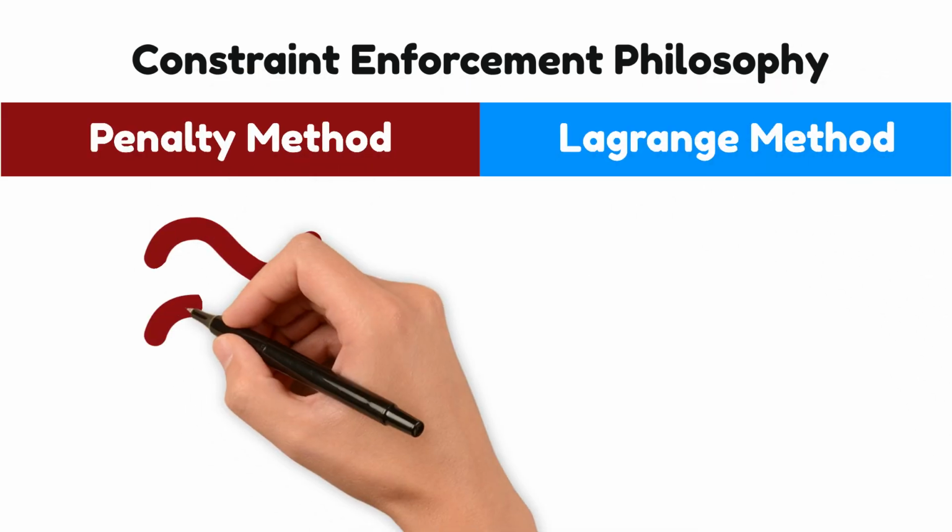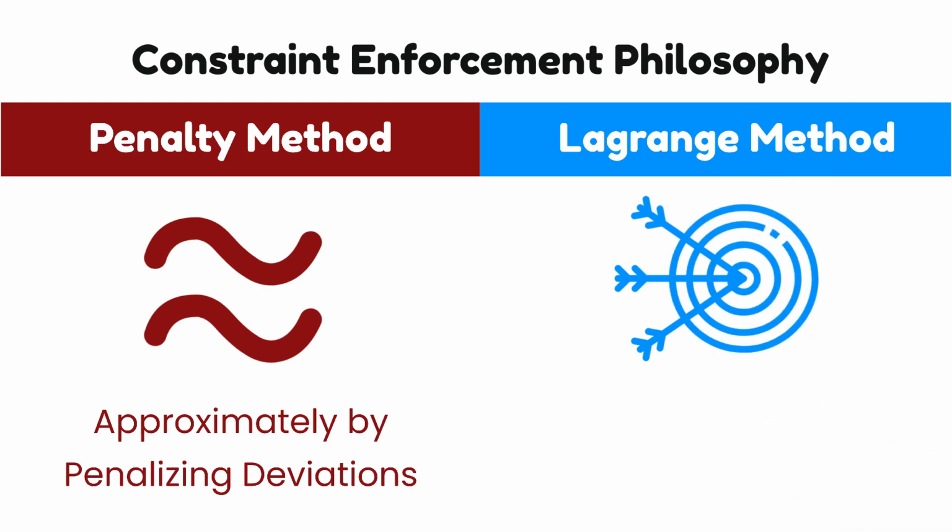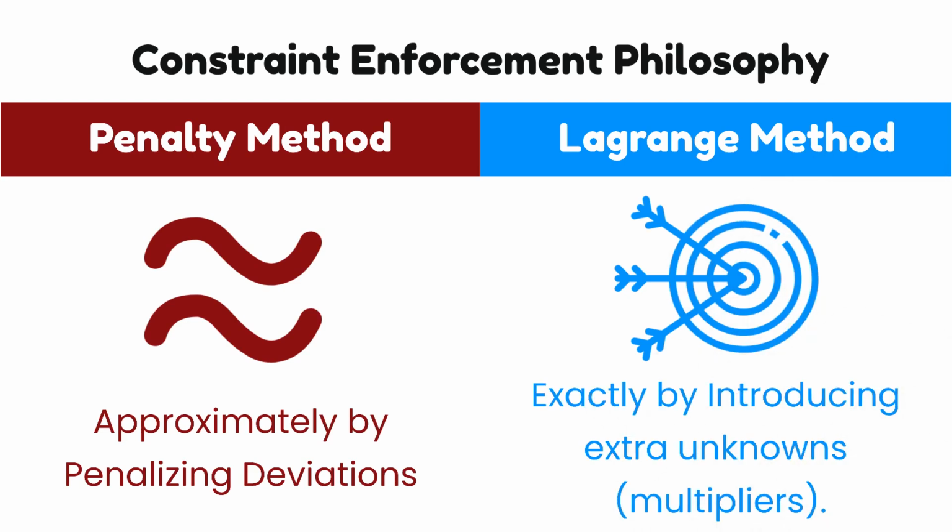The penalty method enforces constraints approximately. So what it means is by adding a penalty when deviations occur. Think of it as giving the system a gentle nudge back to where it should be. On the other hand, the Lagrange method enforces constraints exactly by introducing extra unknowns called multipliers. It ensures the constraint is satisfied with precision.